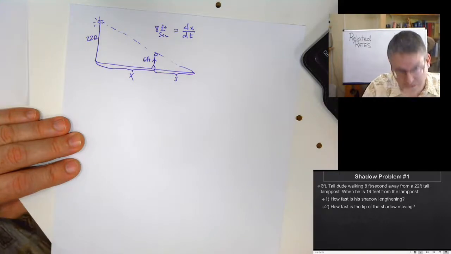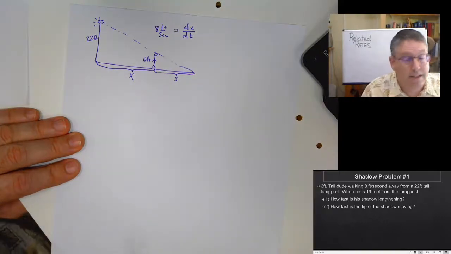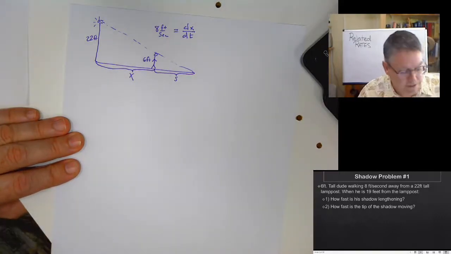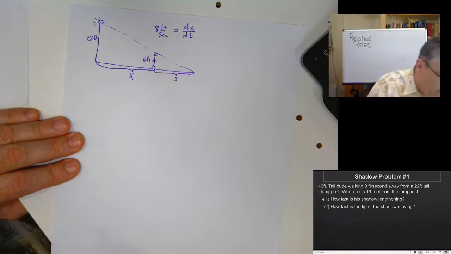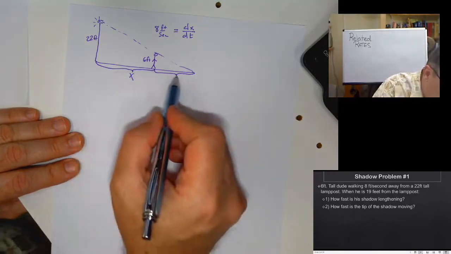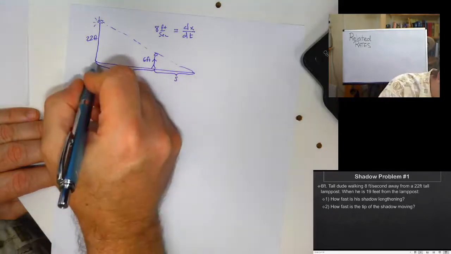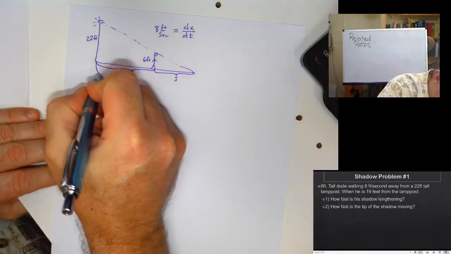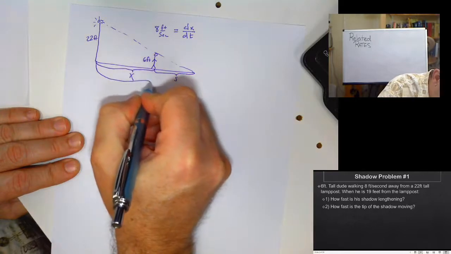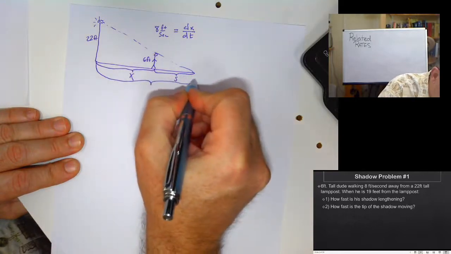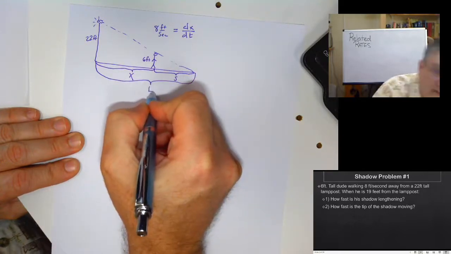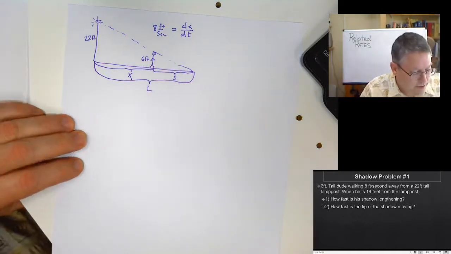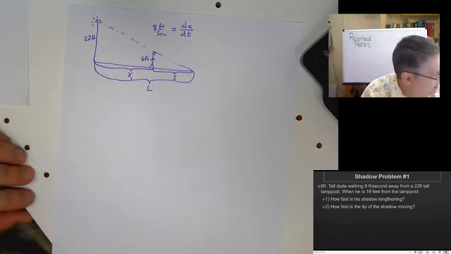Because that's another way to look at these problems, is an implicit differentiation of two quantities with respect to time. So we have the length of the shadow, and then we're also going to have to find out how far the tip of the shadow is moving. That's the easy part. So we'll call this length L. All right. So do we have everything?